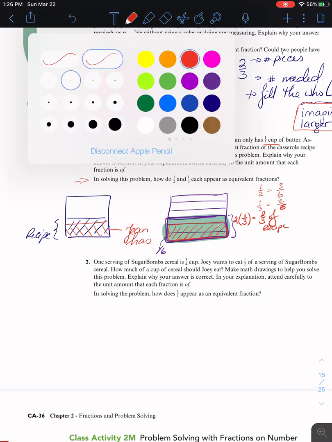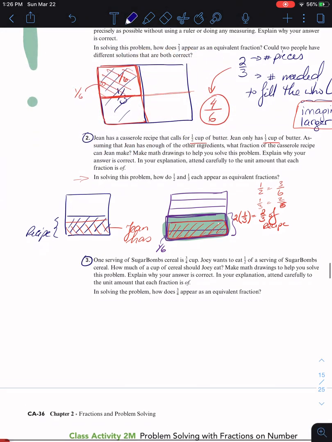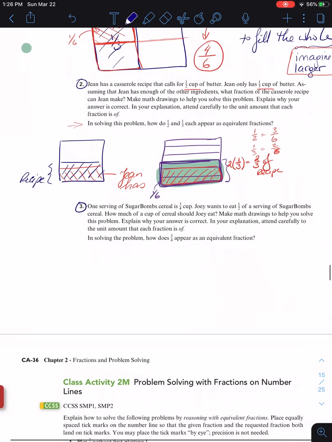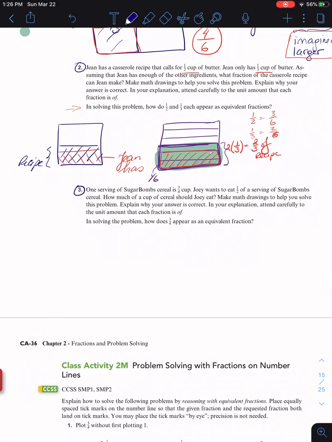So let's do the last problem in this section, in this activity. And again, you should have worked on this before listening to the rest of the explanation. 1 serving of sugar bomb cereal is 3/4 cup. Joey wants to eat 1/2 of the serving of sugar bombs. How much of a cup of cereal should Joey eat? Make math drawings, explain your answer, and attend to the whole. And then, solving the problem, how does 3/4 appear as an equivalent fraction?